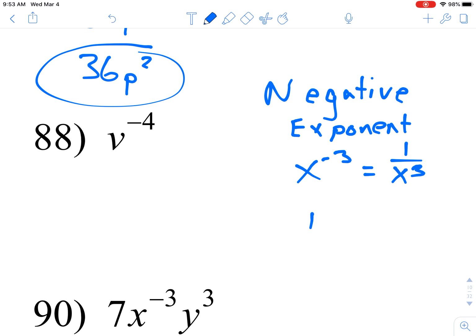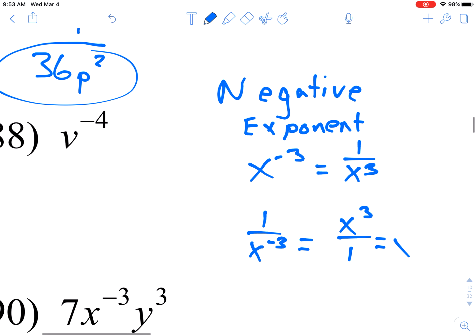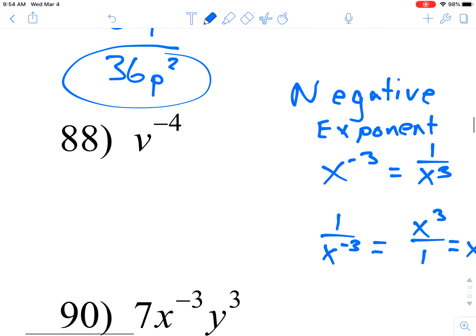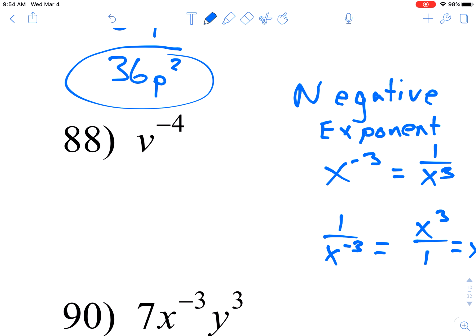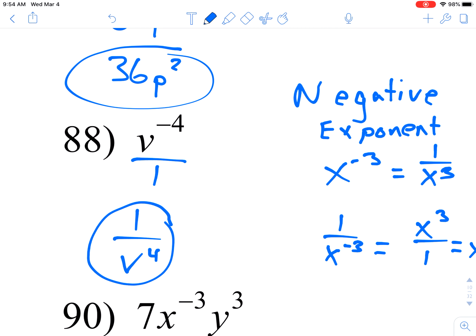Now let's say it was 1 over x to the negative 3rd. We would change that to x to the 3rd over 1, which would then reduce to x to the 3rd. So you're going to flip it to the opposite side of a fraction bar. So when I see v to the negative 4th, I know that it's written over 1. So what I can do is just flip that. 1 over v to the positive 4th. There we go. And that's simplified as far as you can go.